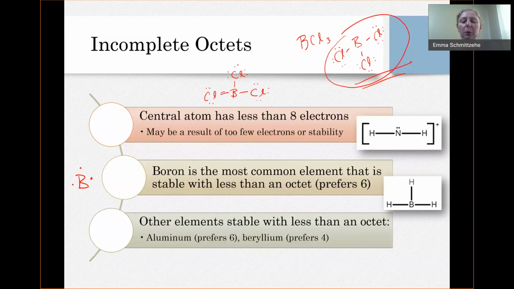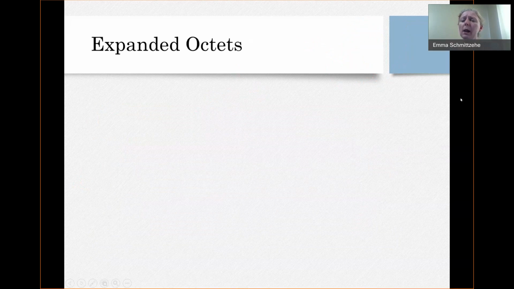But usually when we're dealing with aluminum or beryllium, that's in ionic compounds. And in that case, you're not talking about sharing electrons. Okay, so those two you wouldn't run into quite as much. But boron, that's a pretty common one, and it's assumed most of the time that you know that it prefers less than an octet.